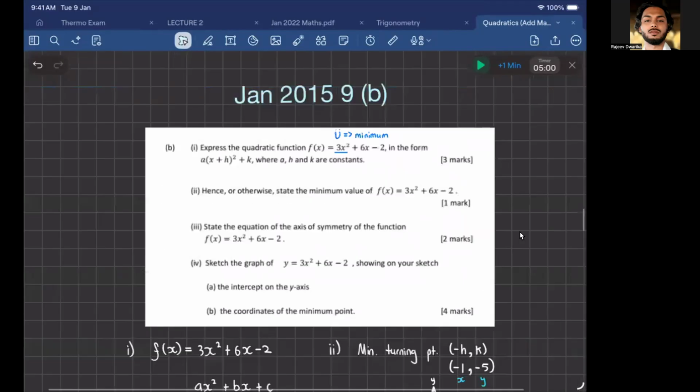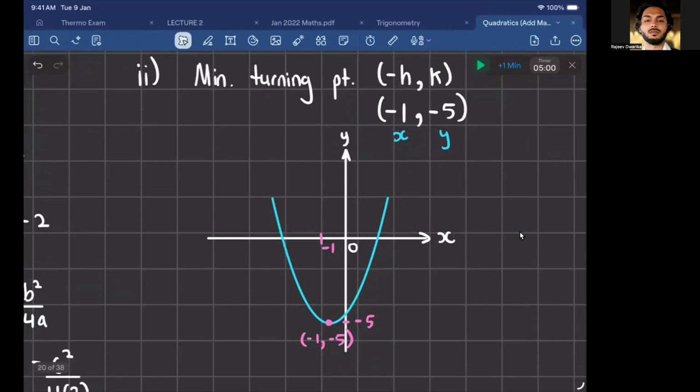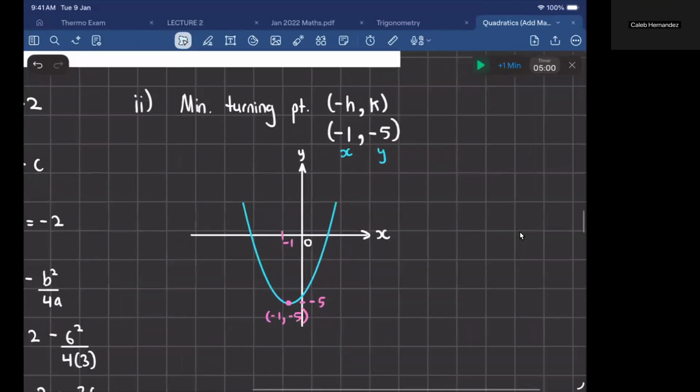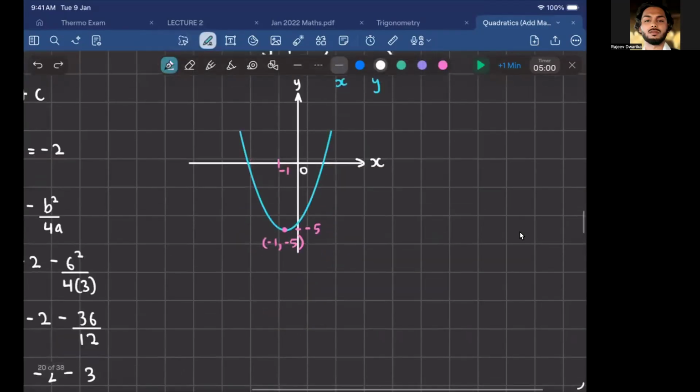So Caleb, what's the lowest value the graph is going down to? -5. Great. So the answer for that question was just the k value, right? So the minimum value is always equal to the k value. And as you can see, this is the k value.